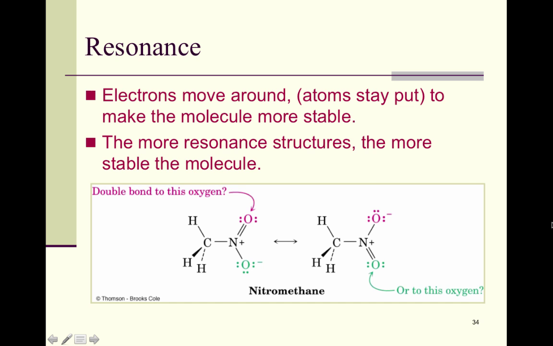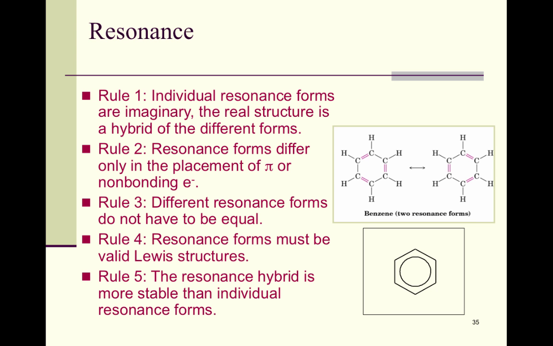They're actually both correct. So how do we determine resonance structures? Here's some rules or guidelines to help you figure that out. Rule 1, individual resonance forms are imaginary. The real structure is a hybrid of the different forms. Rule 2, resonance forms differ only in the placement of pi or non-bonding electrons. Those sigma bonds never, ever, ever move.